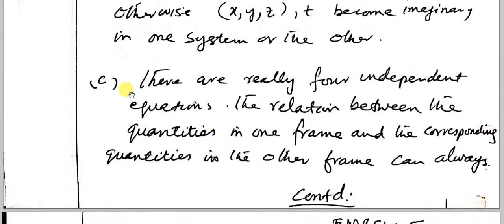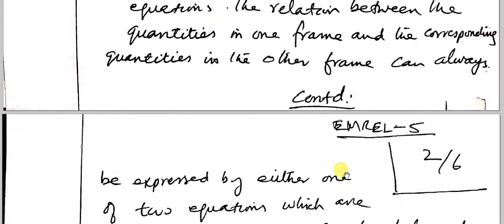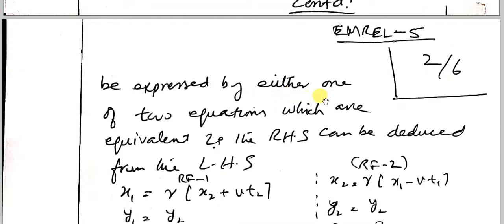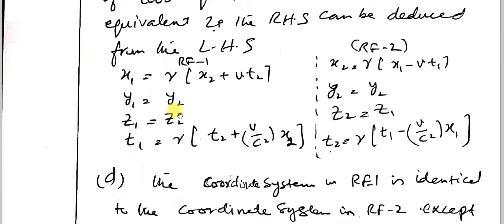The C feature is that there are really four independent equations. The relation between the quantities in one frame and the corresponding quantities in the other frame can always be expressed by either one of two equations which are equivalent. That is, the right hand side can be deduced from the left hand side. For example, in reference frame 1 these are the equations, and in reference frame 2 these are the equations.